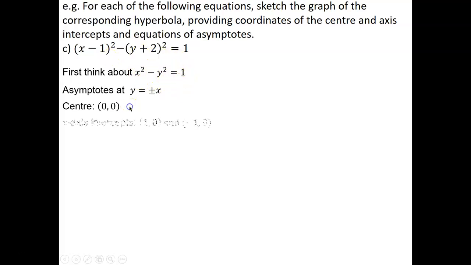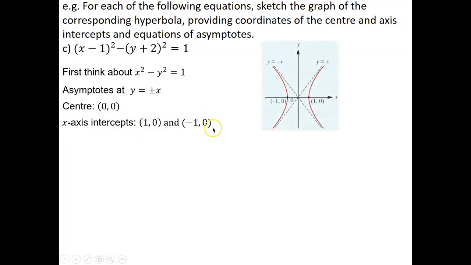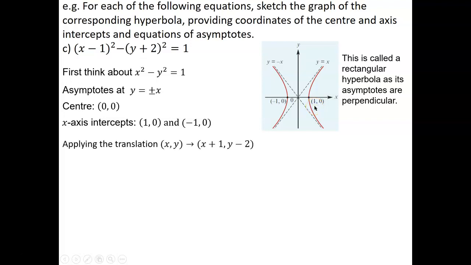Here, and my x-axis intercepts are 1 and negative 1. This is called a rectangular hyperbola as the asymptotes are perpendicular. If we apply the translation, then our new centre is at 1, negative 2.